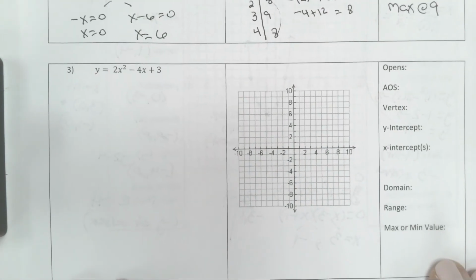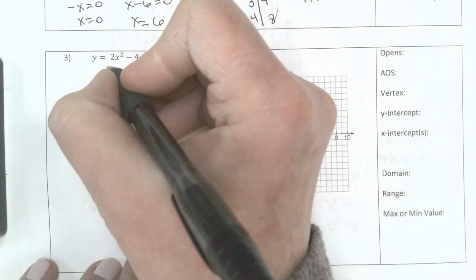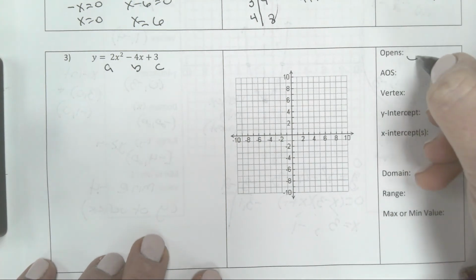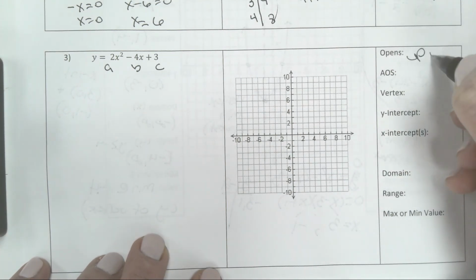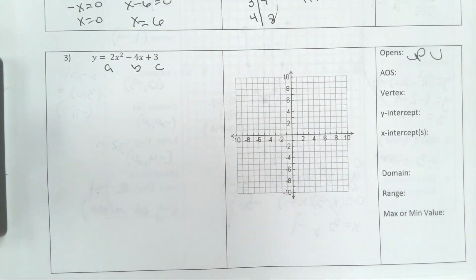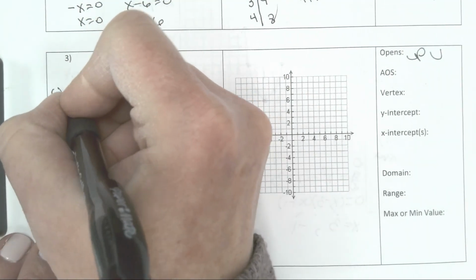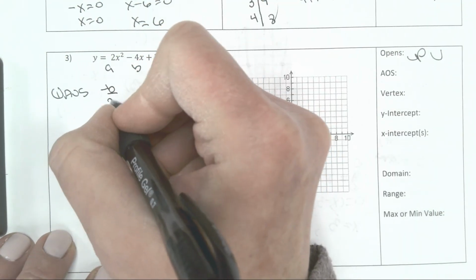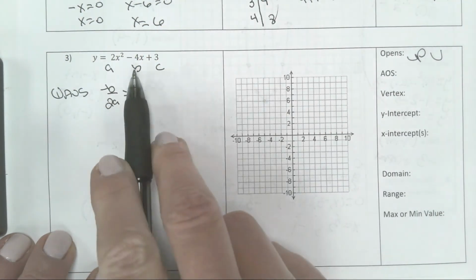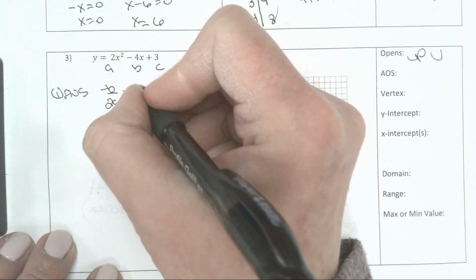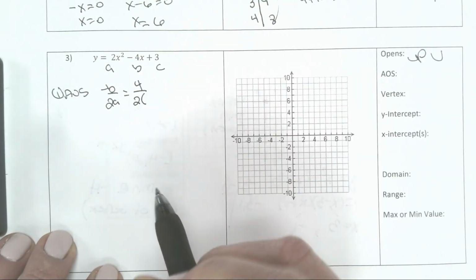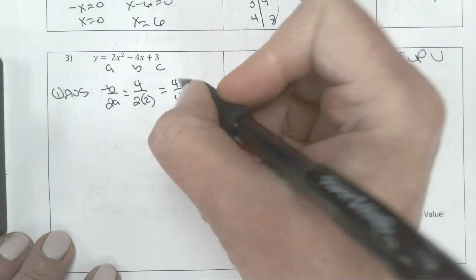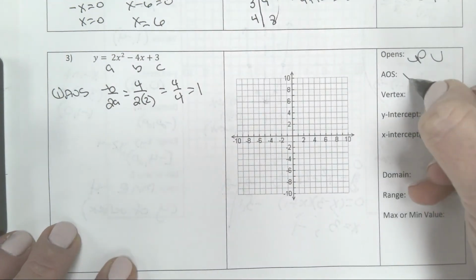And then we'll do one more here. All right, so there's A, B, and C. I know that my graph is going to open up because A is a positive number. Step 1, find your axis of symmetry by doing negative B over 2A. So the opposite of negative 4 is 4, and then A is 2. So now I have 4 divided by 4, which equals 1.